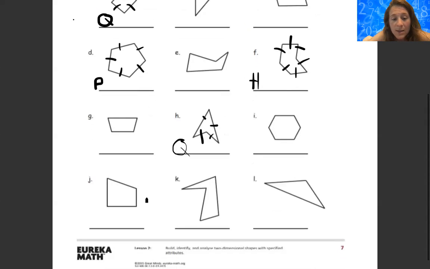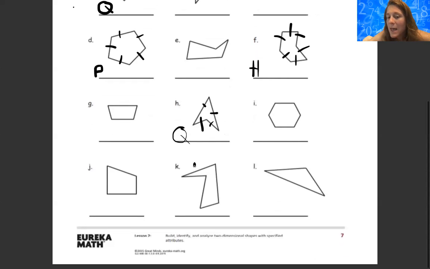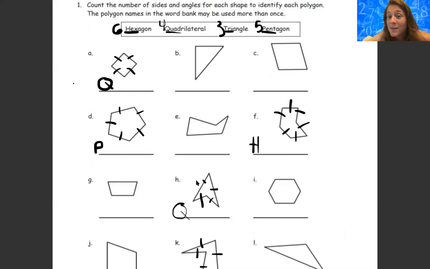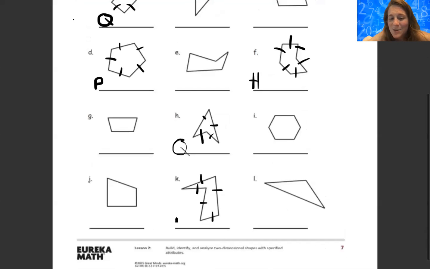All right, and then let's go ahead and look at K, and then you're going to do all of the others all on your own. Let's count the sides on K. 1, 2, 3, 4, 5. What shape had 5? Pentagon. So you guys are going to write out pentagon.